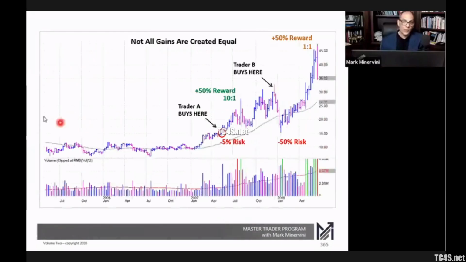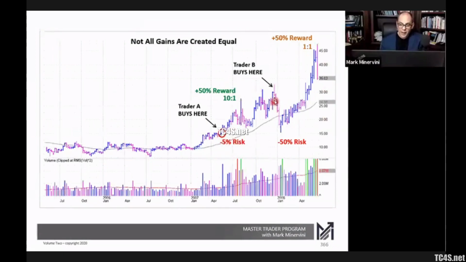Let me show you how this works in real life and show you how not all gains are created equal. Just because you get a profit on a stock, it doesn't necessarily mean you got there in a way that's going to work over time, or when you're taking too much risk. So trader A, this is basically what we just looked at before, only with a real stock chart. Trader A risks 5%, stock goes up 50%. That's 10 to 1.